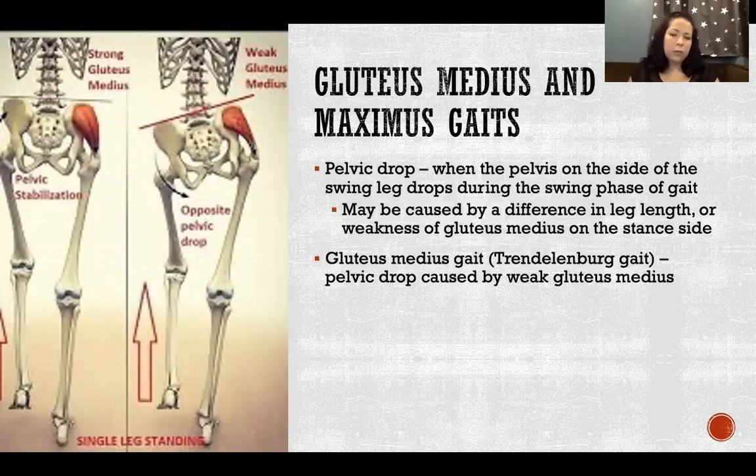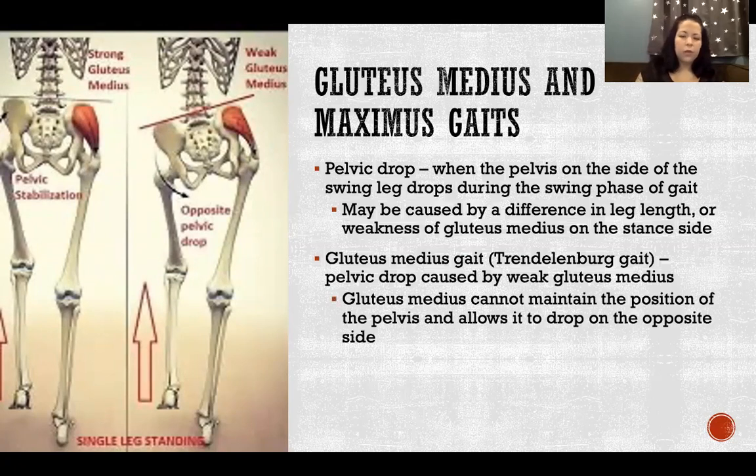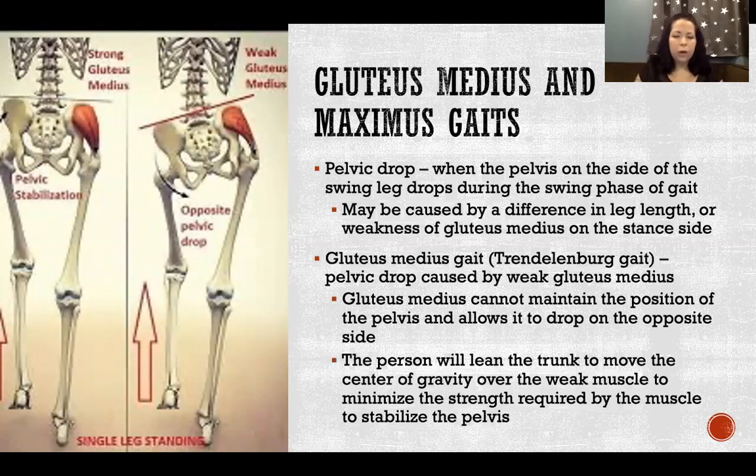A gluteus medius gait is also referred to as a Trendelenburg gait. So it's pelvic drop caused by weak gluteus medius. Gluteus medius can't maintain the position of the pelvis, so it's able to drop on the other side. So the person will lean the trunk to move the center of gravity over the weak muscle. That's how it always works.